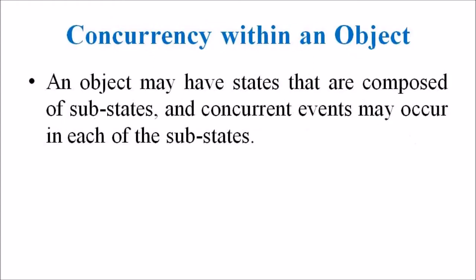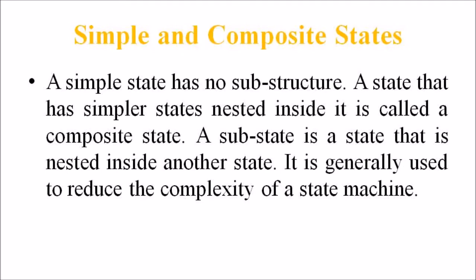The concurrency within an object means the object can issue concurrent events. An object may have states that are composed of substates, and concurrent events may occur in each of the substates. Concepts related to concurrency within an object are as follows. They are, firstly, simple and composite state.